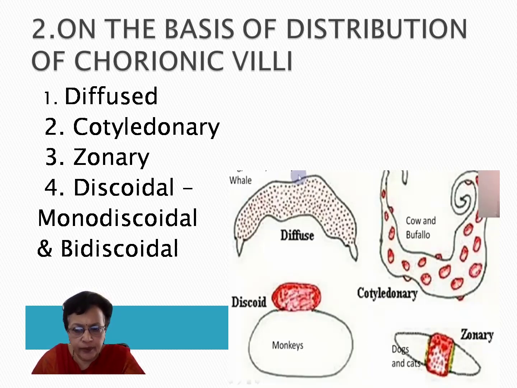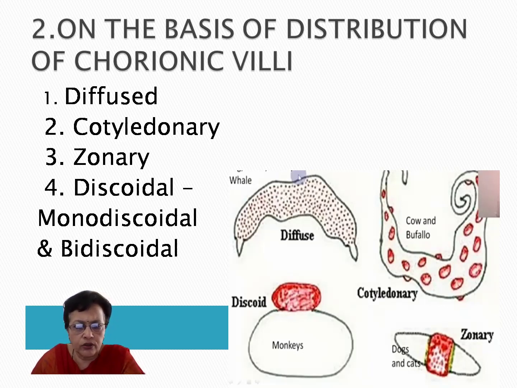Then cotyledonary placenta, in which the chorionic villi are embedded in the uterine endometrial wall in the form of small cotyledons. Small bunches of chorionic finger-like projections are formed, which are called cotyledons, and such kind of placenta is present in cow, buffalo, sheep, goat, etc.